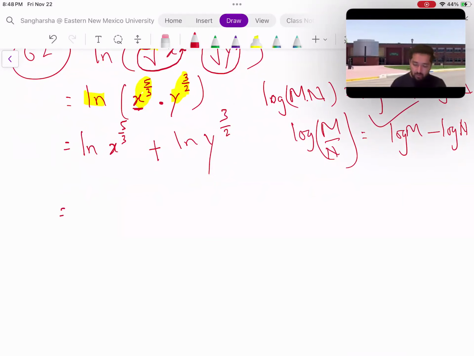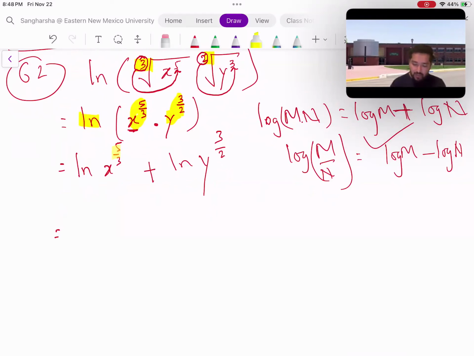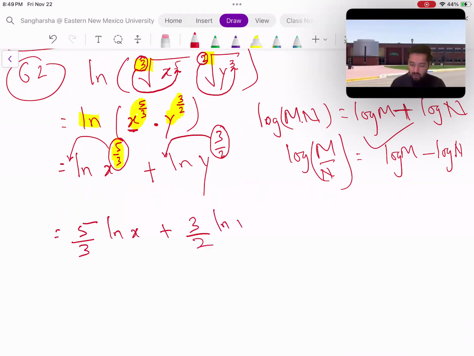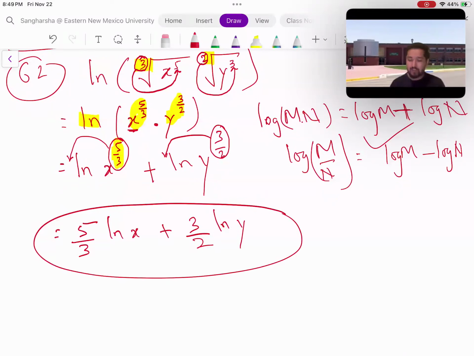Now we have the exponent. This x has an exponent. If we have an exponent, we can write this exponent in front of ln, and the same property applies for the second expression. So we have 5 over 3 ln of x plus 3 over 2 ln of y, and this is our final answer. So we are expressing this log expression as a sum of logs. Okay, any question for number 62?